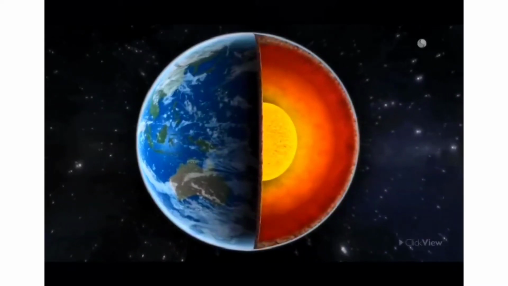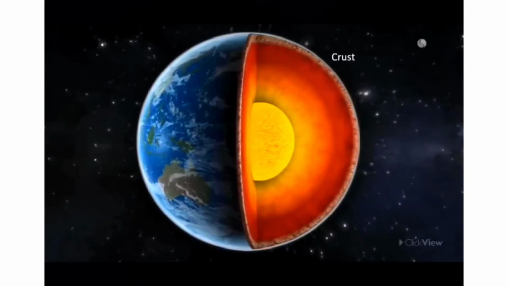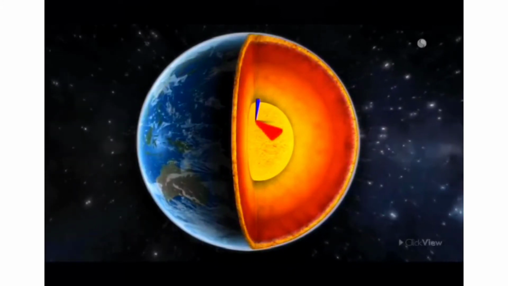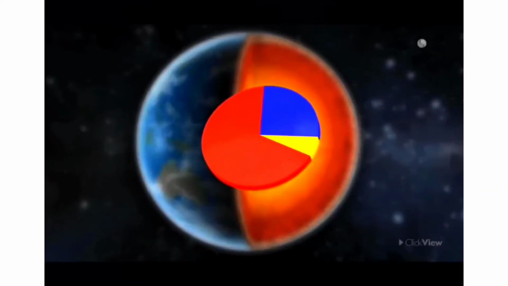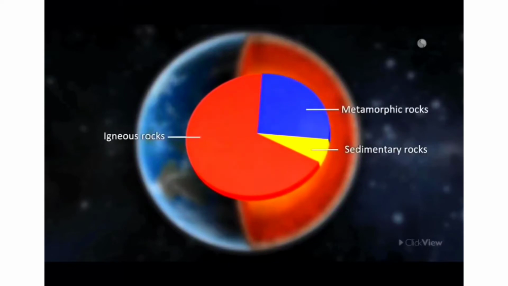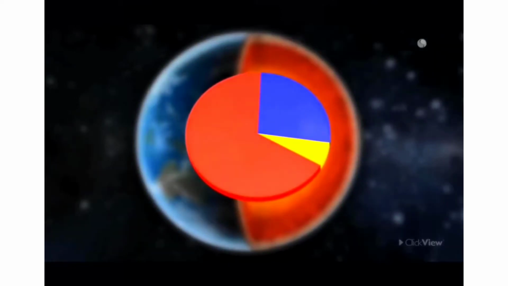The earth's crust is made up of three types of rock. They are igneous rock, sedimentary rock, and metamorphic rock. Let's discuss them. The word igneous has been derived from a Latin word, ignis, which means fire.